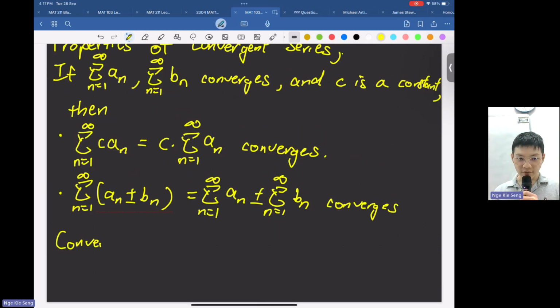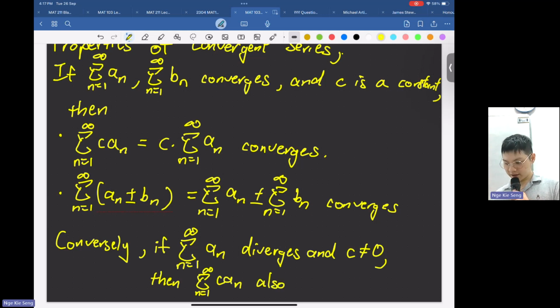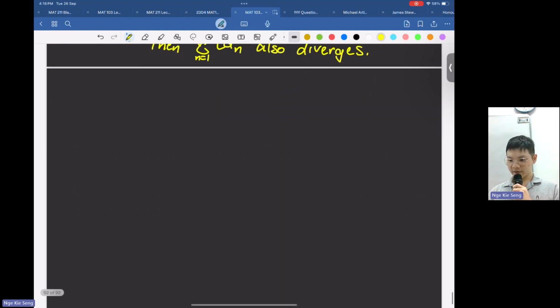Another thing is, conversely, if the sum of a_n diverges and c is a non-zero constant, then c a_n also diverges. Why do we require c not equal to zero? If c is zero, then we just get a zero series, which converges. So we want to throw away that example. Similarly, we won't prove this. If you are interested, you can try to prove it in the project.